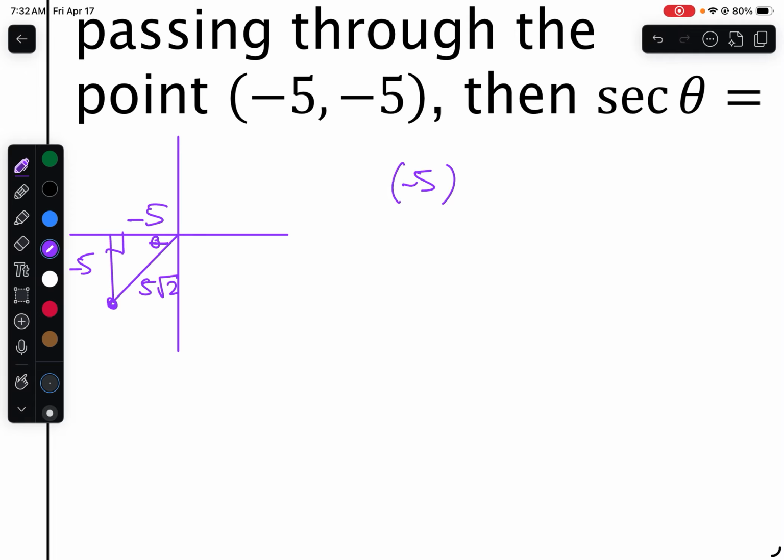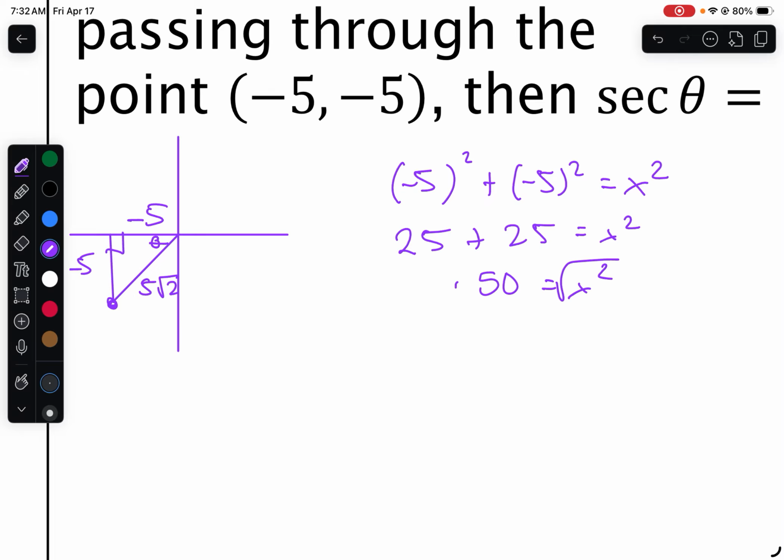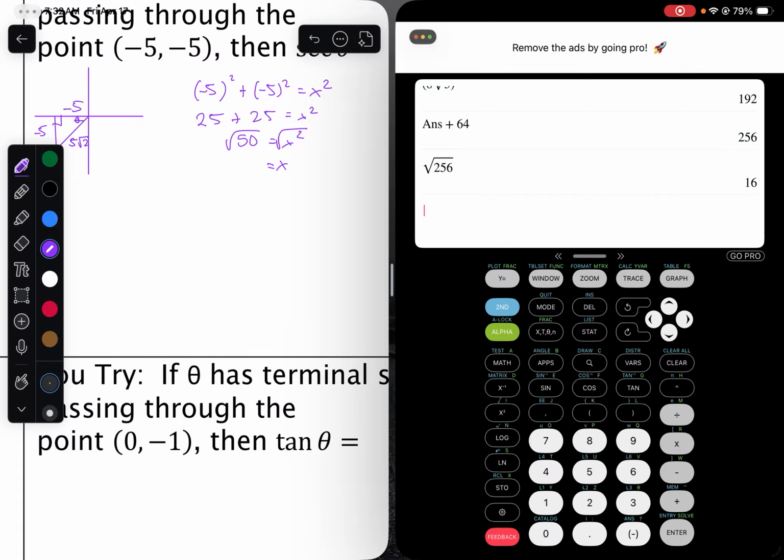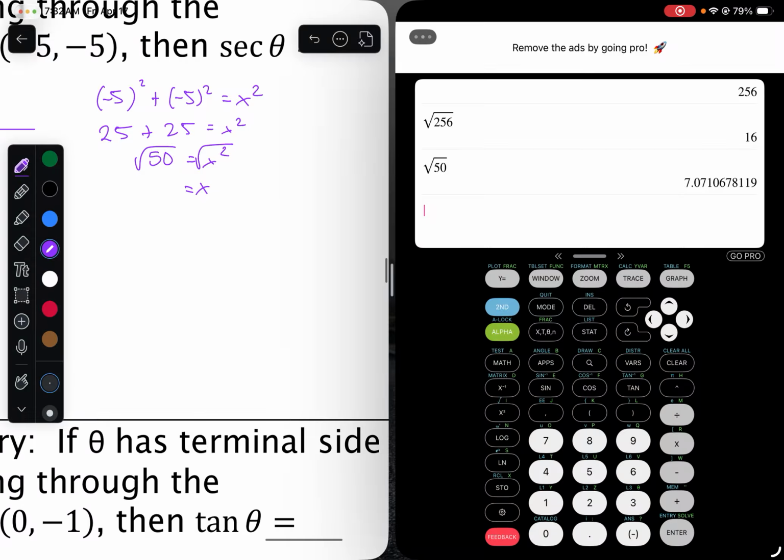So I do -5 squared plus -5 squared equals x squared. I get 25 plus 25 equals x squared. 50 equals x squared. And I take the square root of both sides. Now, when I go to my calculator to take the square root of 50, I do not get a nice answer. So that tells me I have to break down the radical using perfect squares.